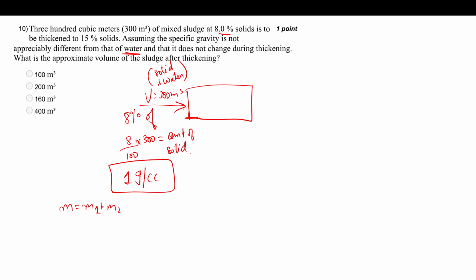So here, since density remains constant, you can have such a conversion. Now, to have thickening occurring, we need to concentrate it, and 15% solids should be there. So what is the amount of solid? If you calculate, this is nothing but 24, right? So thickening can occur by removing water. This can be done by evaporating water or any sort of thickening.